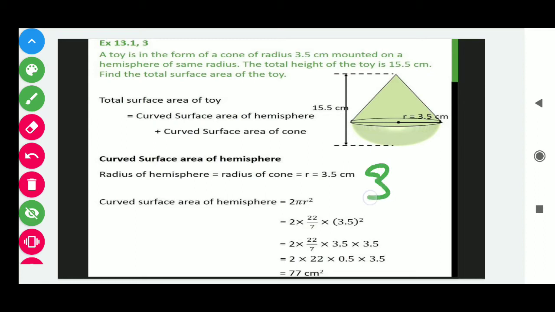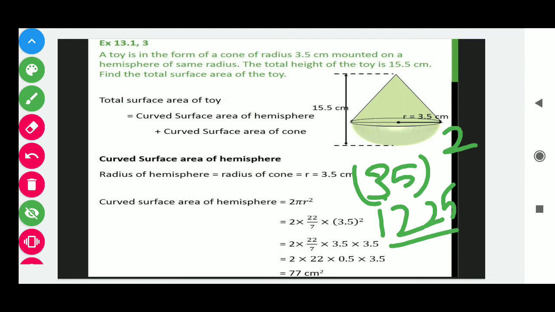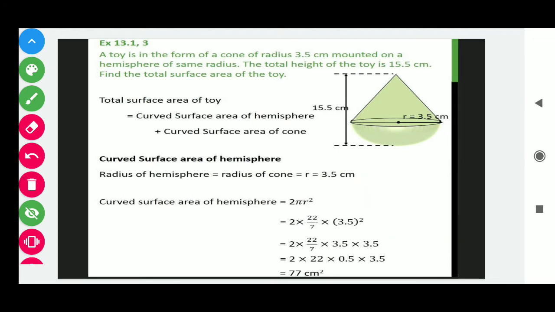If you want to find the square of 35, then multiply 3 by the number just greater than it, 4. So 3 4s are 12 and for 5 we will write 25. In this way, the square of 35 is 1225. So in this way students, by solving this, with the value of pi as 22 over 7, we get 77 square centimeter.